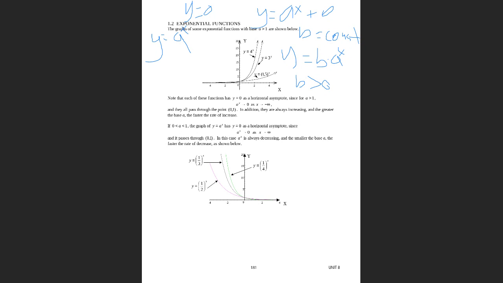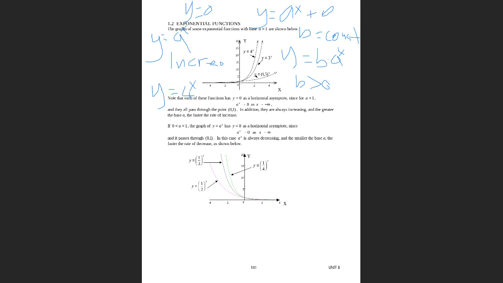Then you also have to note that you can have an increasing function and you can have a decreasing function. When we have y equals 4 exponent x, this graph is an increasing function in the sense that as x approaches infinity, y approaches positive infinity. Anytime that x approaches negative infinity, y will approach 0, as you can see.